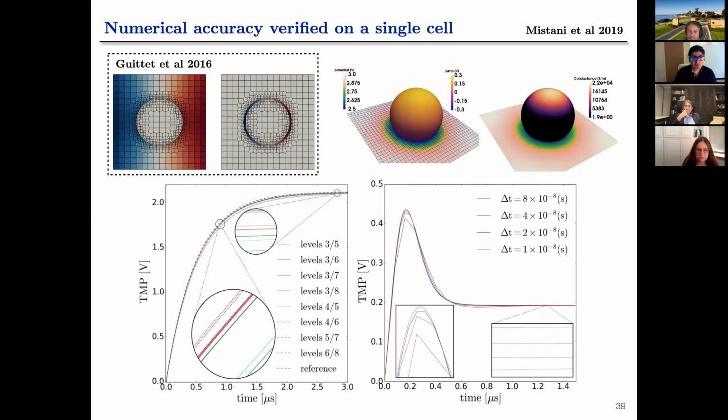So let me show you some numerical accuracy tests on a single cell, where we can have exact analytical solutions just by solving the equations by pen and paper. These are previous work by, again, Arthur in 2016, which was a serial simulation of this problem. This is my simulation in a parallel environment for 3D and high resolutions. And this is a convergence test for the linear model and the nonlinear model.